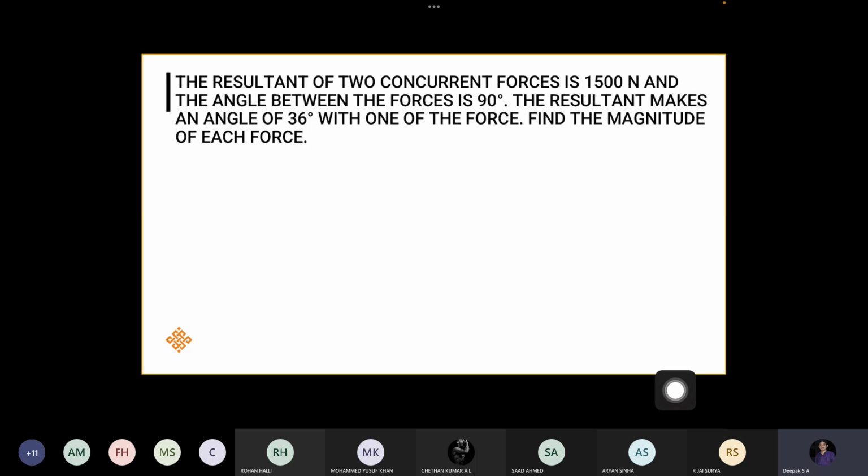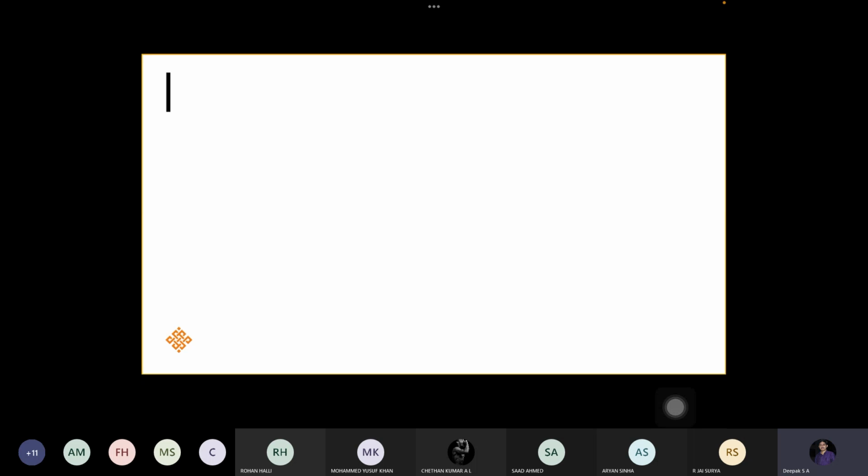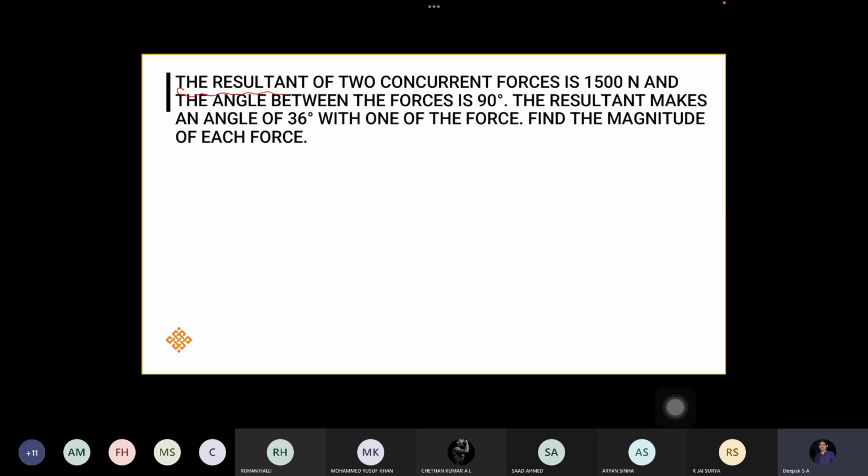So how to find this in this problem? You need to find out what is given here. Resultant is given. In the previous problem, we found out the resultant. The forces were given, and we found out the resultant. In this problem, the resultant is given, and you need to calculate the two forces. Are you able to catch this?